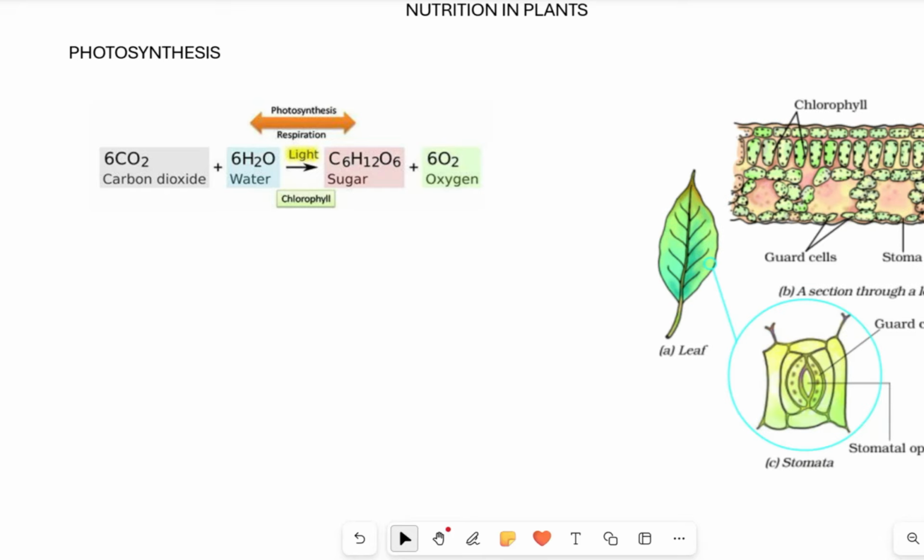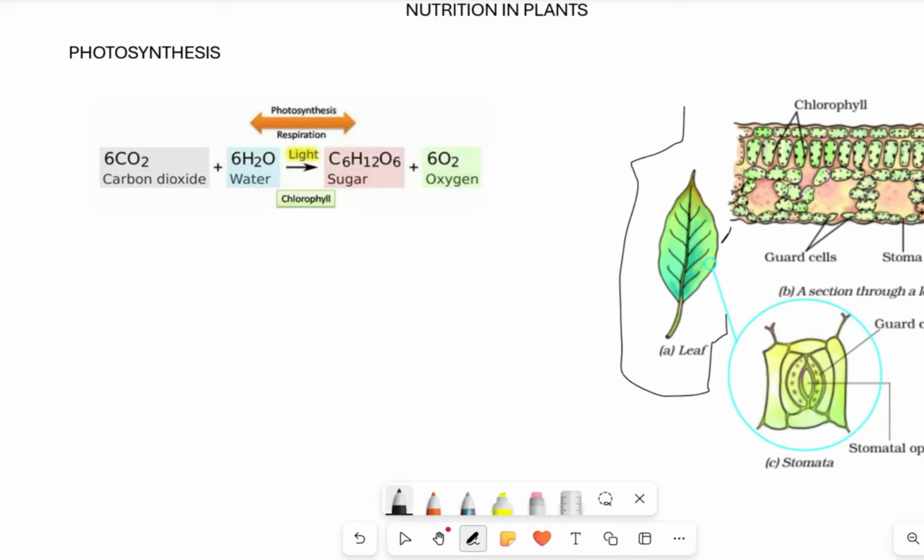What happens basically inside the leaves? If you see inside the leaves, this is the leaf which is there. Inside the leaf, if we look into it, we find that there are empty spaces, which is the stroma. And inside the stroma, we have small guard cells. These are the guard cells we have. And inside the guard cells, there is chlorophyll.